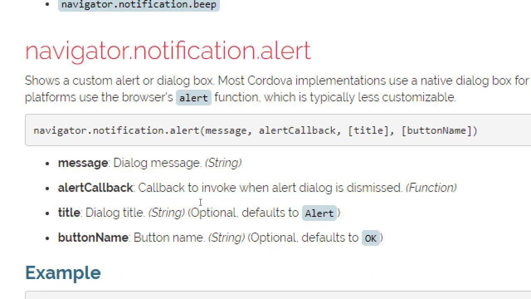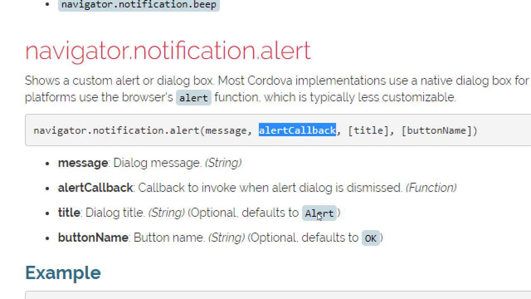So the documentation explains: message, required, it's the text, it's a string, so it's in quotes. Alert callback, callback function to invoke when the alert dialog is dismissed. So this is different, this is upgraded from the built-in alert, because after the person clicks to close this alert, more can happen. We can call another function to do something else. So we get this pop-up, and then when they click OK, something else happens.